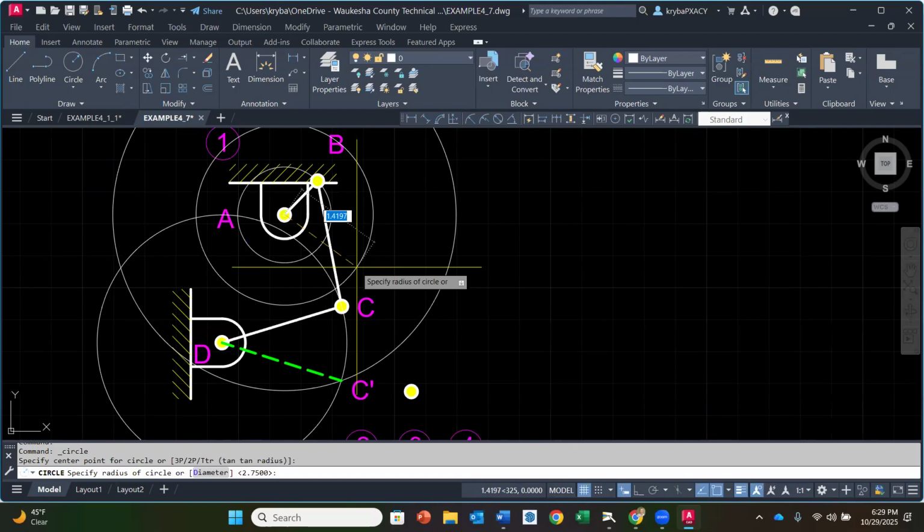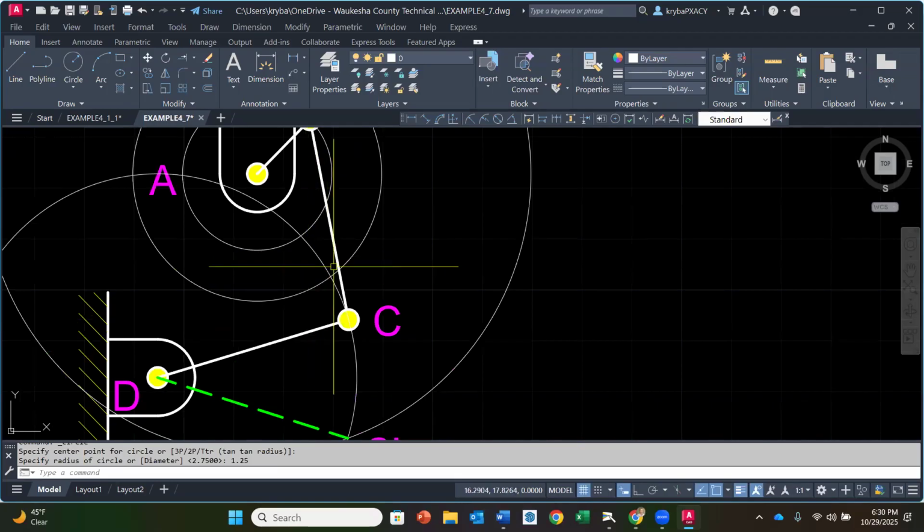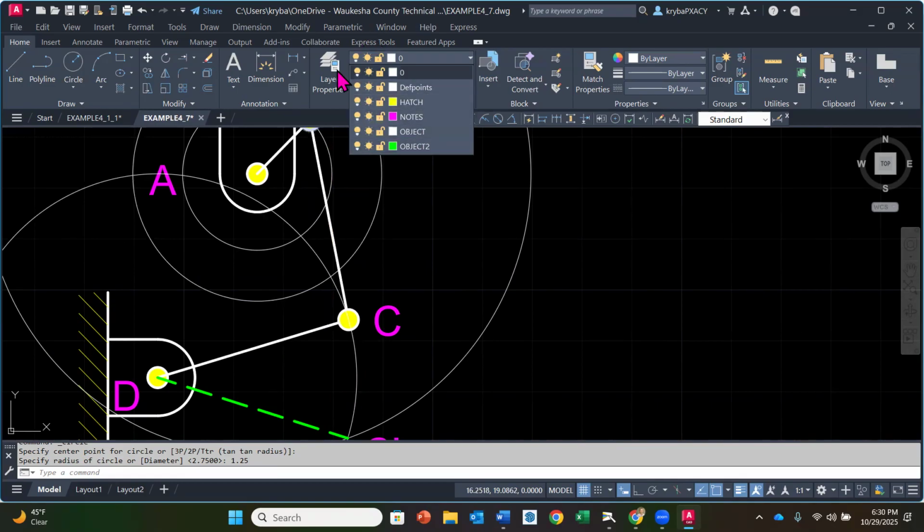1.25. So how did you get that? What are the numbers? 2, which is the length of link number 3, minus 0.75, the length of link number 2. So yes, 1.25, that is correct. Okay, so now that is going to intersect right here.